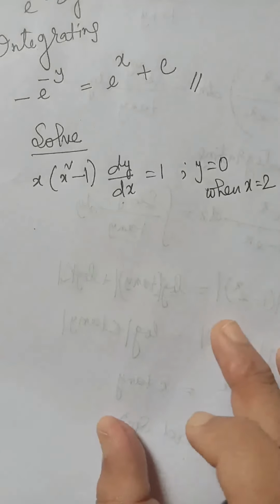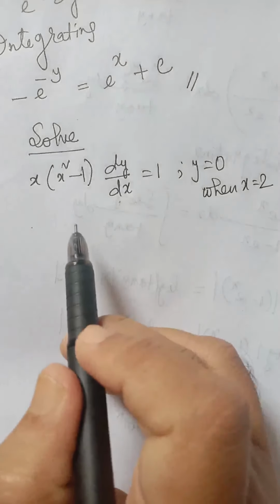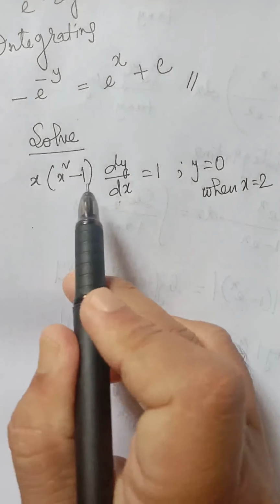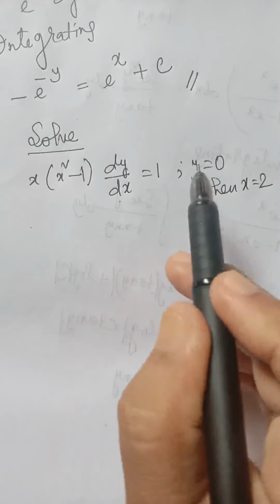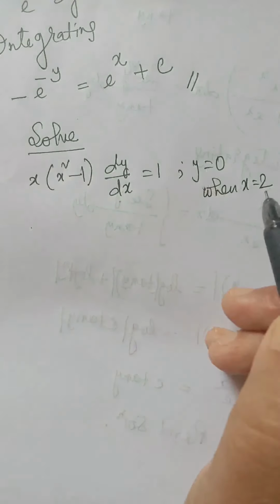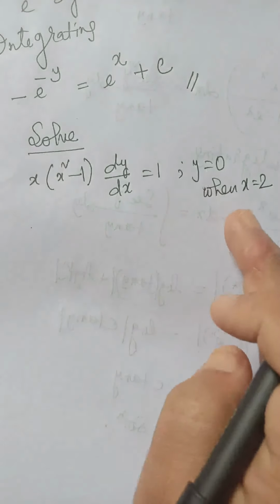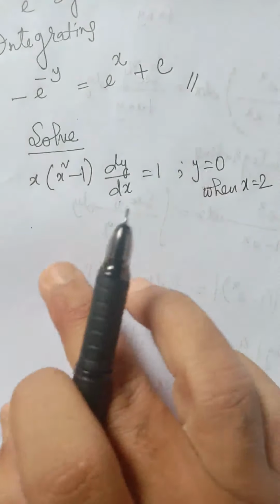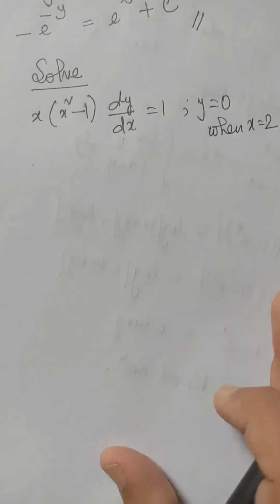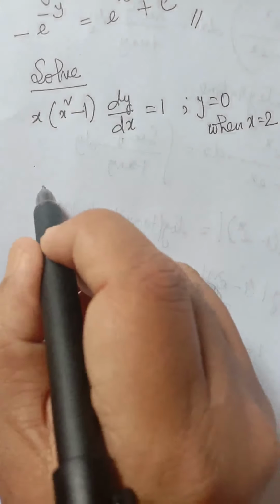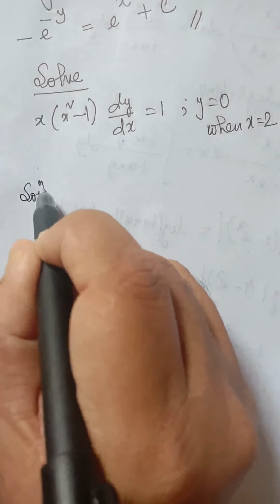Next question is to solve the differential equation x into (x square minus 1) into dy/dx equal to 1, given y equal to 0 when x equal to 2. That means we have to find a particular solution. After finding c, we have to find the particular value of the constant also. So first of all, we'll try to separate.